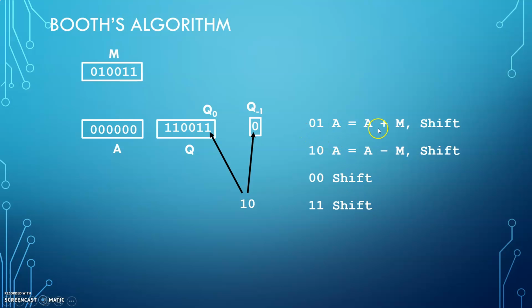If it's a 0, 1, we're going to add M, so the M that's here, we add it to A. If it's a 1, 0, we're going to subtract M. And the way you can subtract M is you can add the complement. In both of those cases, after the adding of M or adding of the complement of M, a shift is done where the bits are moved to the right. If it's 0, 0 or 1, 1, only a shift is done.